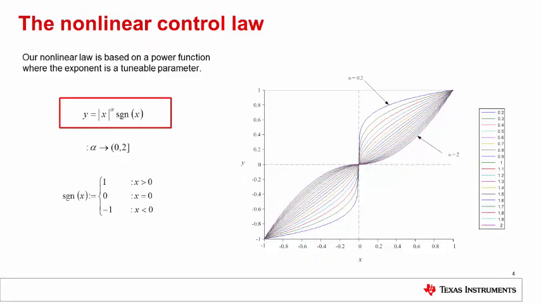The basic idea behind the NLPID is to shape the input to each of the controller parts according to a nonlinear law. Our nonlinear law is based on a power function, where the exponent is a tunable parameter. To ensure the input-output curve of the shaped law exists in the first and third quadrants, we must preserve the sign of the input, as shown in the red box. The exponent alpha is a tunable parameter, which determines the degree of bending present in the input-output curve. With alpha set to 1, the curve is linear with a gain of 1.